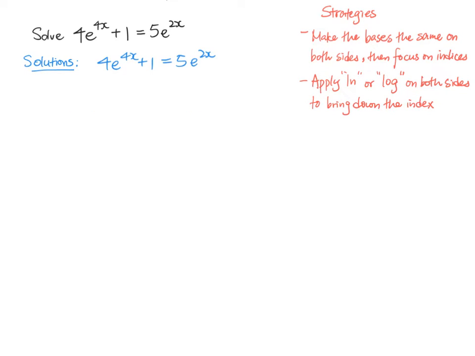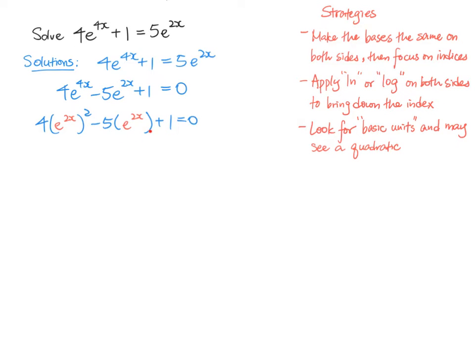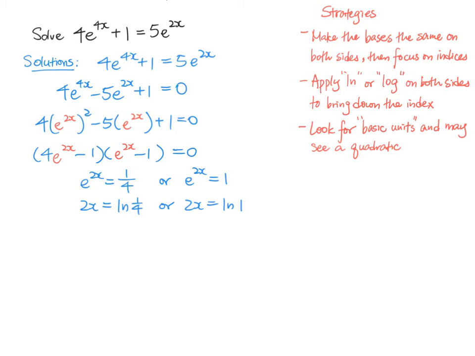So here's another strategy: look for a quadratic. Because I see this is e to the power of 4x and this is e to the power of 2x, and this is actually the square of this. So if you treat this as the basic unit and this as the square of this, maybe we can find a good solution. So now we have a quadratic, and let's see what it gives us. Or maybe you could treat this as y, where y equals e to the power of 2x. And that gives us two paths right there.